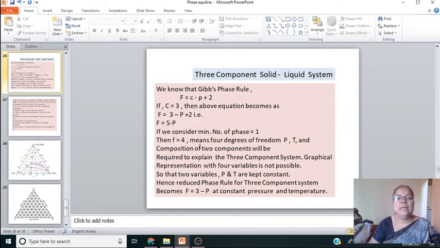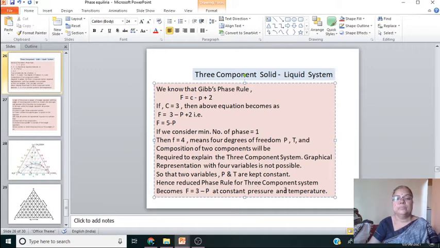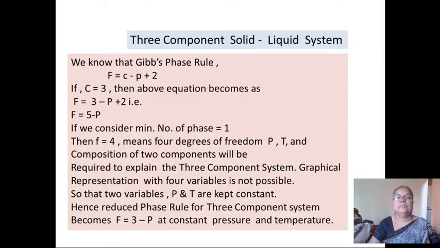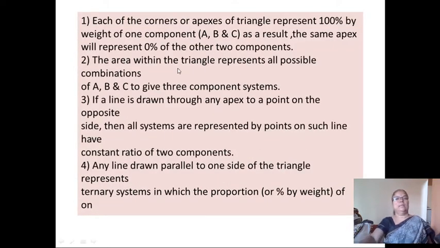Okay. So in case of three component systems, we kept two variables, pressure and temperature, constant, and we use the reduced phase rule, F = 3 - P at constant pressure. Depending on this phase rule, when P = 1, we require two variables. When P = 2, we require 1 degree of freedom. And when the phases are 3, that system is non-variant. Last time you have studied this. These are the certain rules to study the three component system.